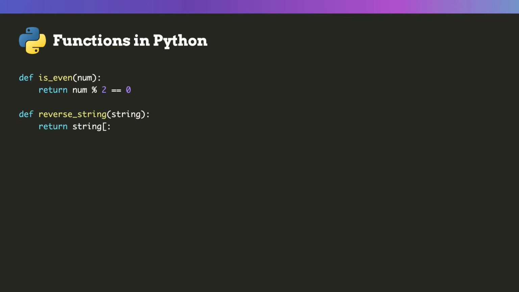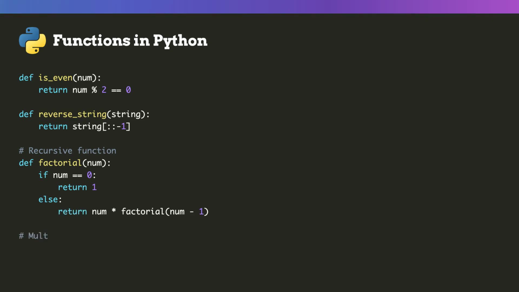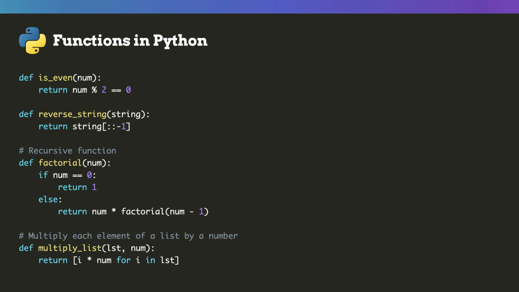Functions encapsulate tasks into reusable units of code. They accept parameters, perform tasks, and return results. Writing modular code using functions will make your programs more organized and easier to maintain.